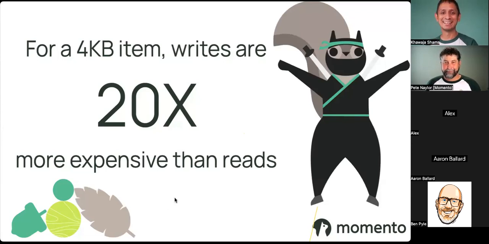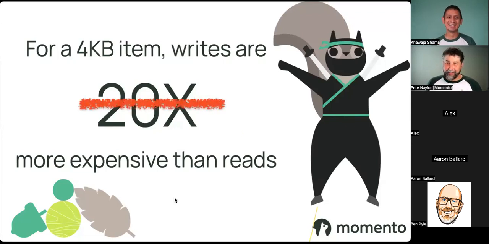So go ahead, Pete. So the other part about this is that if you're making eventually consistent reads, you get a 50% discount on that. And so it's more like 40 times more expensive, actually. So eventually consistent reads are the default.